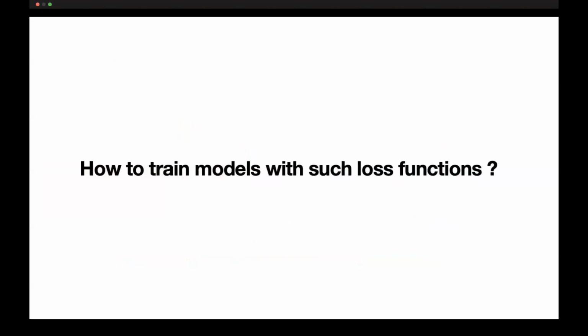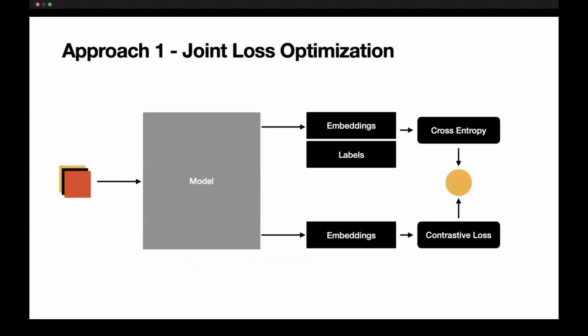So how do we train models with such loss functions? There are two approaches that we will discuss today. One approach is joint loss optimization. Here, along with calculating our cross entropy while training, we also look at one of these contrastive losses, which I'll come to in some time, and we take a joint loss from this. This could be a normal concatenation, or we could also take a weighted sum and so on, and train keeping both of these losses together in mind. This could be one way.